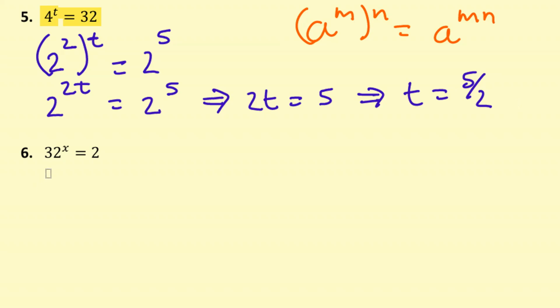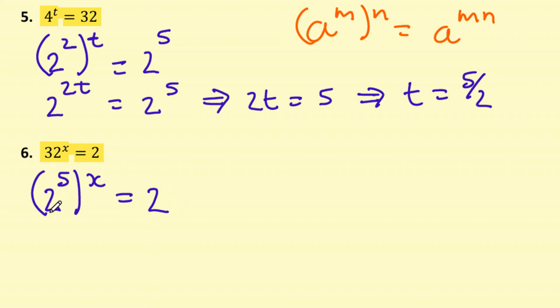Then in number 6, we have 32 to the power of x equals 2. Once again, we want to make the bases the same on both sides. Using prime factors on the left-hand side, we know that 32 is 2 to the power of 5. So on the left-hand side, we have 2 to the power of 5 all to the power of x. And this is equal to 2.